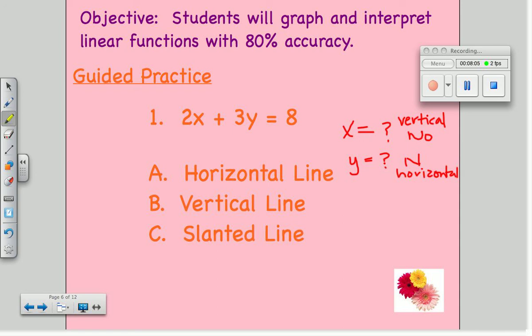Okay? But if x and y have two values, then it's going to graph a slanted line, meaning this way or this way, right? A slanted line. It's not going to be straight horizontal or straight vertical. It's going to be slanted.